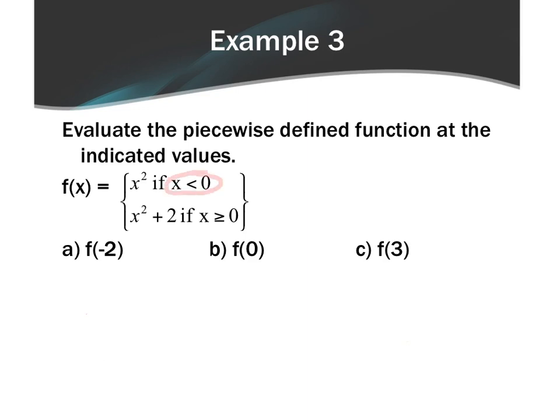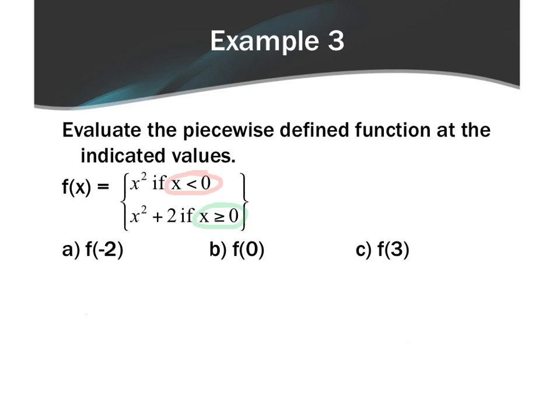I'm going to use the x squared expression if the number they want me to plug in is what? Less than 0. Do you guys see that? How it says x squared if x is less than 0. So if they give me a number to plug in and it's less than 0, I plug it into the top one. The bottom parameter or restriction says x squared plus 2 if x is greater than or equal to 0. So if the number is 0 or bigger, I plug it into which one? The bottom one. Does that make sense? You guys understand what I mean by that?